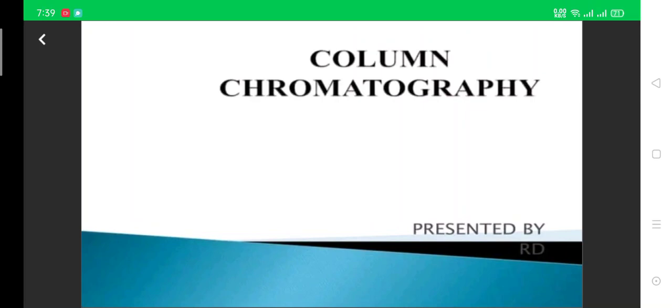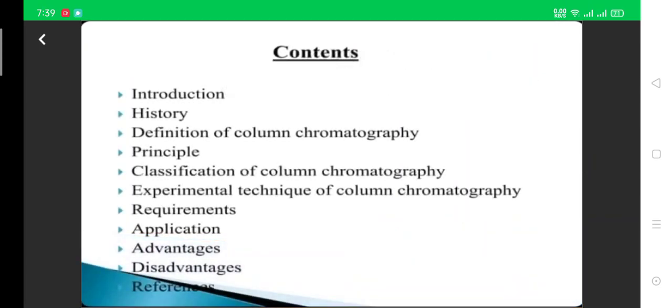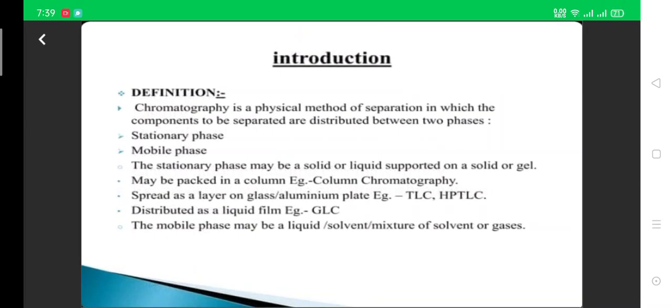The topic of my presentation is column chromatography. These are the points we will discuss in the presentation. The first one is introduction.